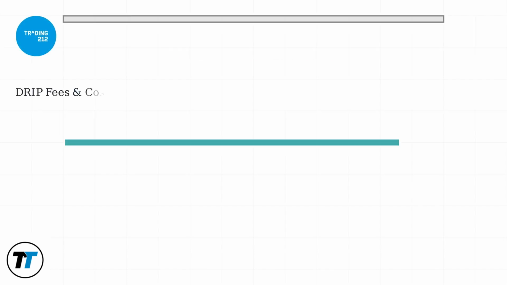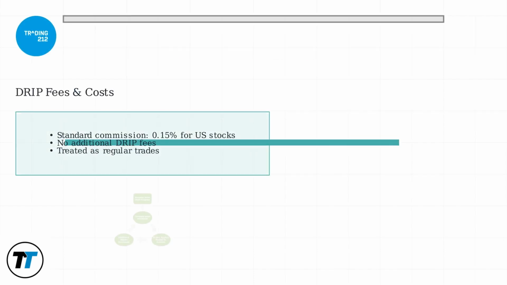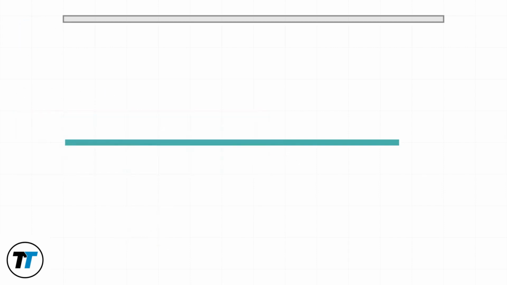Trading 212 treats dividend reinvestments as standard trades. Reinvestments are subject to Trading 212's standard commission structure, typically 0.15% for U.S. stocks. Beyond this, there are generally no additional fees for using the DRIP feature.